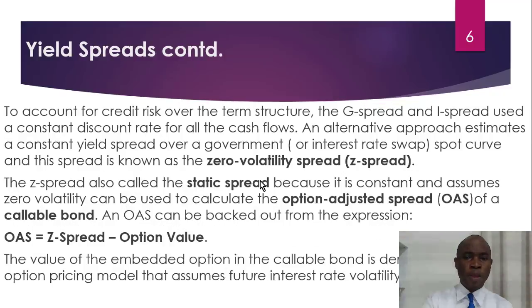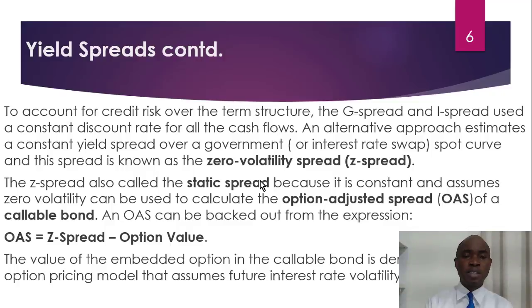Okay. Now, the next thing is to account for credit risk over the term structure. Sometimes the G spread and I spread are used as a constant discount rate for the cash flows. Now, another interesting spread you need to understand is what we call the zero volatility spread. Now, this is adding a constant yield spread over a government or interest rate swap spot curve. And we call that the zero volatility spread, the Z spread.